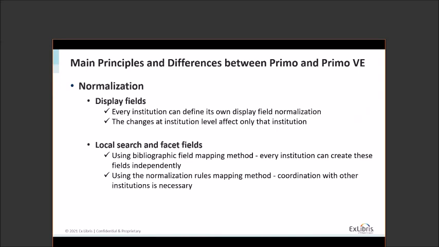In the local search and facets field normalization, if you are using the bibliographic field mapping method, every institution can create these fields independently, the same way as display fields. If you are using the normalization rules mapping method, you need to coordinate with other institutions.